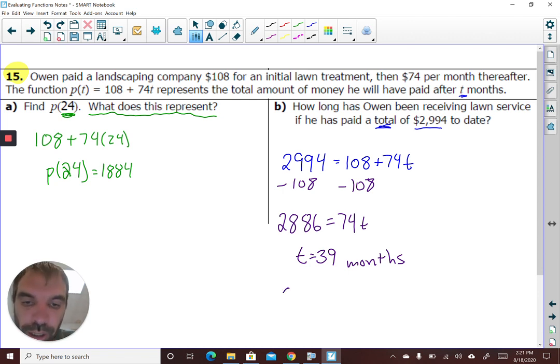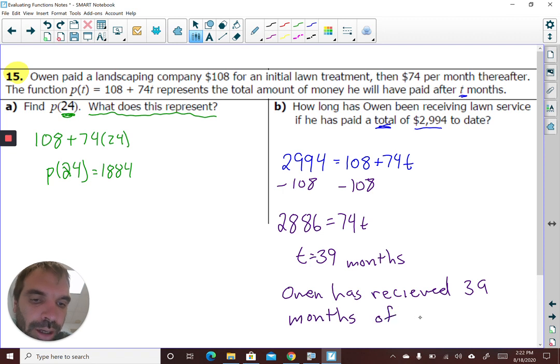So we would write, Owen has received 39 months of lawn service. Okay, so we're going to make sure we answer our word problems with words.